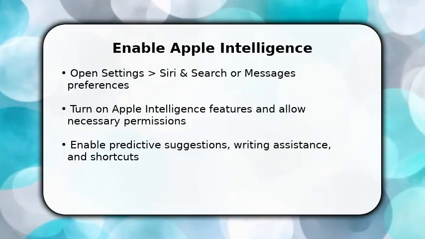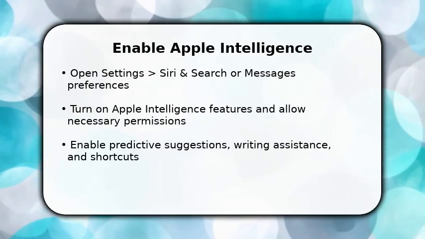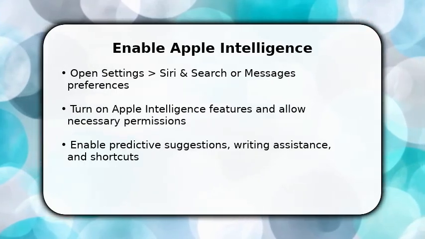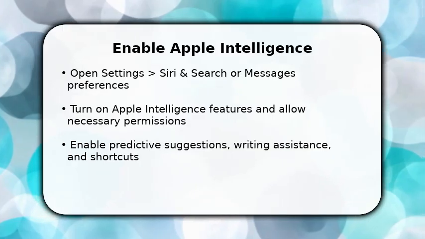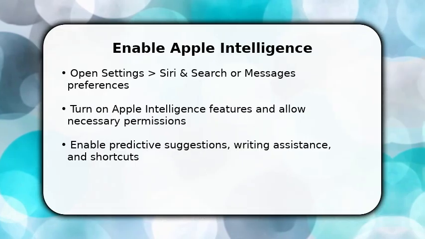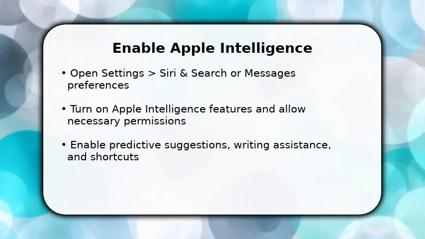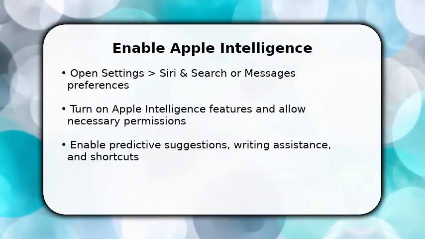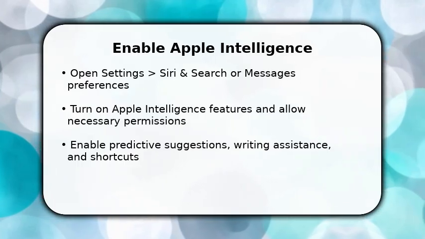You start by enabling Apple Intelligence where it matters, in Settings and Messages. Open Siri and Search or Messages preferences and switch on predictive suggestions, writing assistance, and any message shortcuts. Once enabled, give permission for contacts and shortcuts so suggestions use your context.